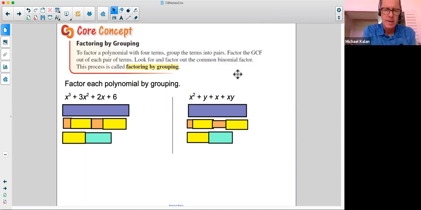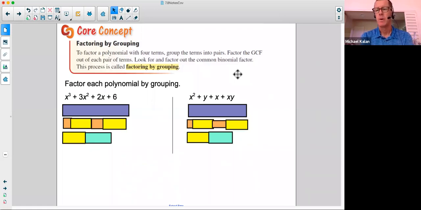Okay, all right, good. All right, factoring by grouping. To factor a polynomial with 4 terms, group the terms into pairs. I like these because they're a little bit like a puzzle. And sometimes, just like with a puzzle, there's more than one way of doing these. There's more than one way of doing four-termed polynomial factoring.